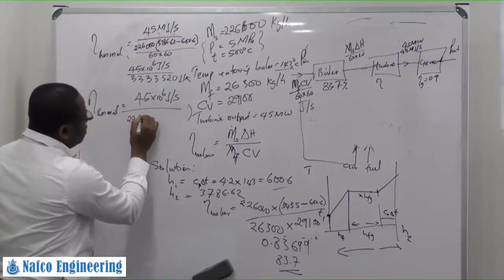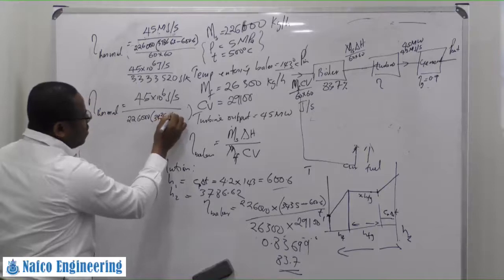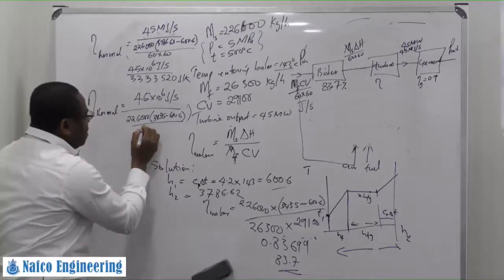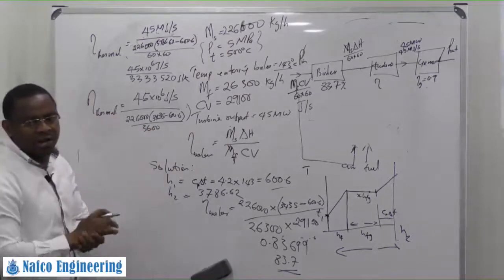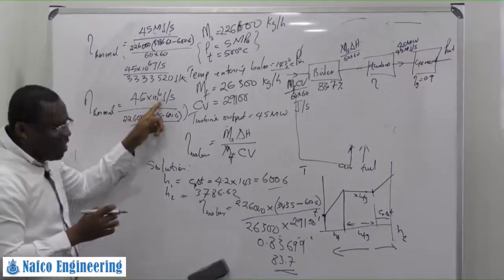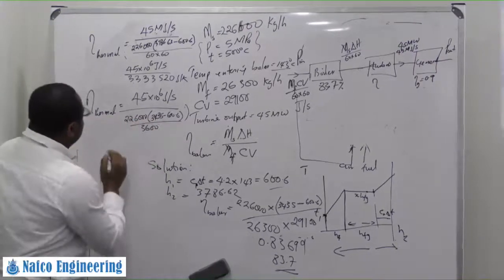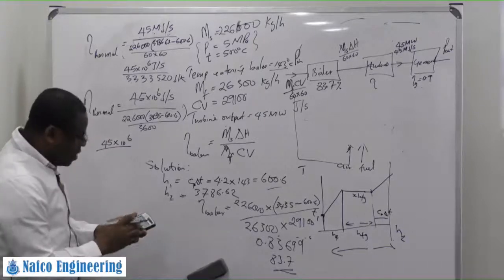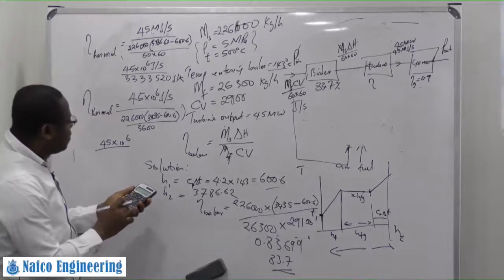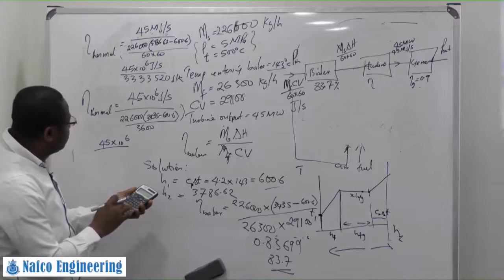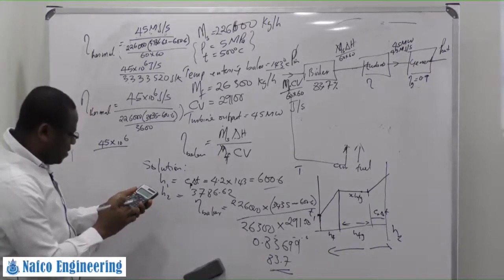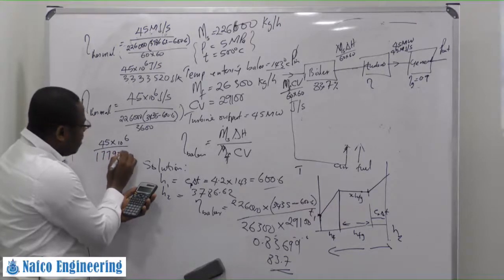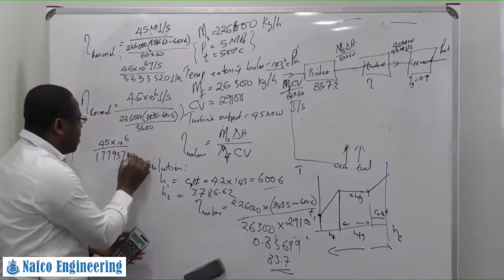So we have 226123 times 3435 minus 600.6. Now, this one was in kilojoule. So if I divide by 3,600, I'll get it in kilojoule per second. So anything we're going to get will be in kilojoule per second. Up here is joule per second. So let's get this first: 45 times 10 to the 6 all over 3435 minus 600.6 times 226000 divided by 3600. So we now get 177937, but this is kilojoule per second.